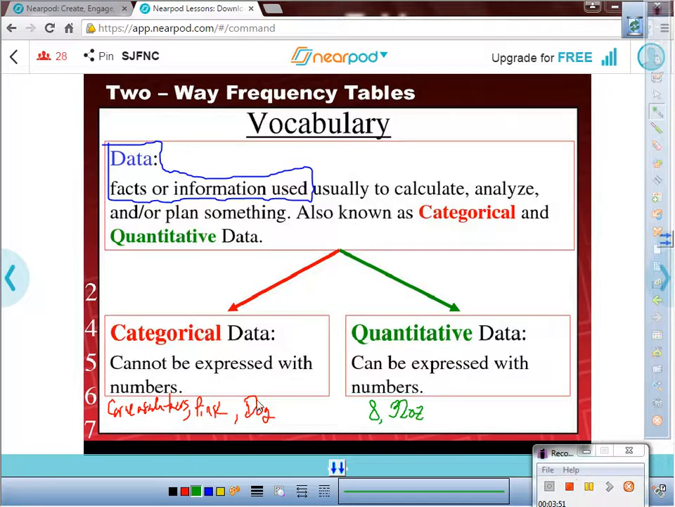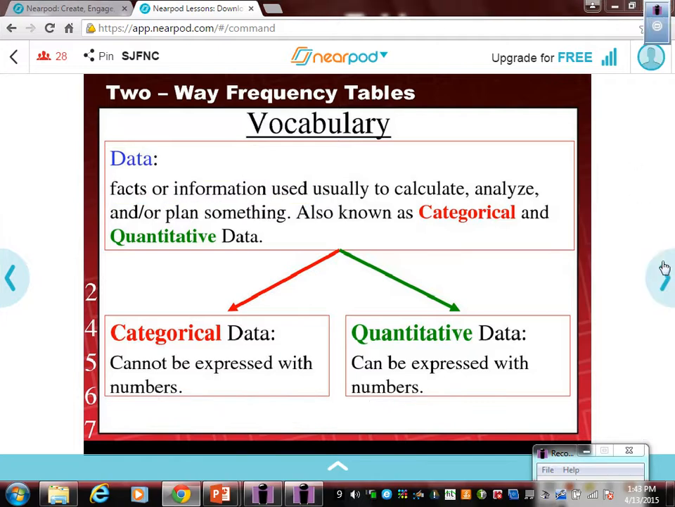So what do you guys notice between categorical and quantitative? Categorical does not use numbers. Quantitative uses what? Numbers. Does that make sense? Okay, so write those down as examples, please. Another one here would be height. Is that correct? How about age? Yeah, also. Okay, all those could be quantitative. Everybody got it? All right, let's move on.